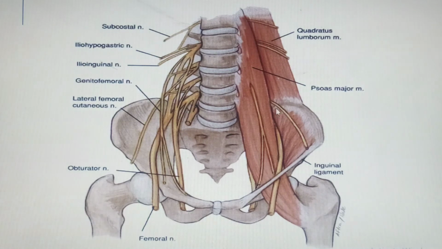Again, we can see this nerve coming actually from the lumbar plexus. This nerve is actually the lateral femoral cutaneous nerve of the thigh, lateral cutaneous nerve of the thigh. Of course, you can also call it the lateral femoral cutaneous nerve. So there's a lateral cutaneous nerve of thigh, and this is coming from the lumbar plexus.